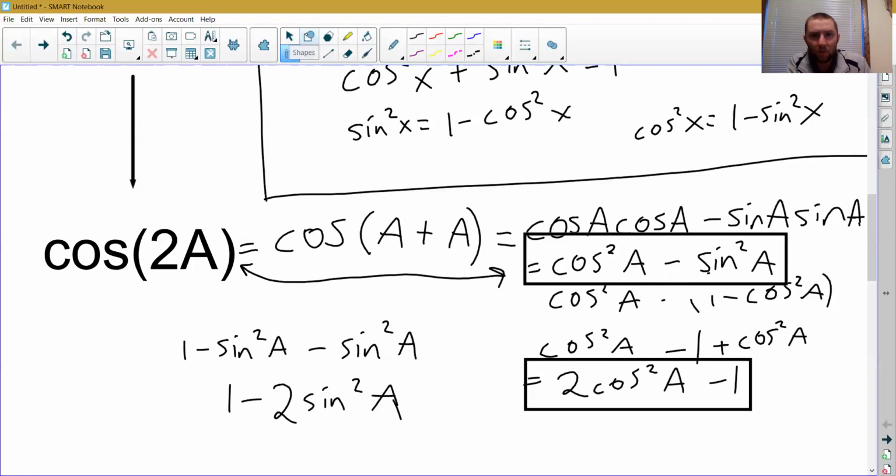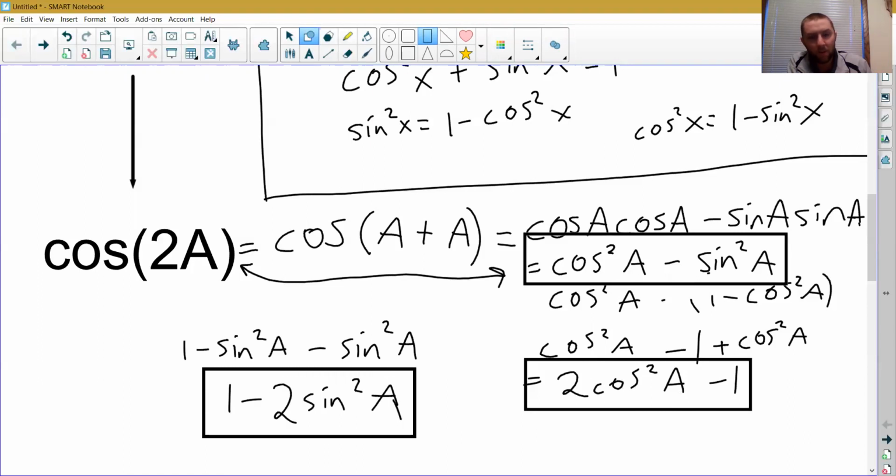Notice that this is sort of the backwards version of this one: 2 cosine squared minus 1, and then 1 minus 2 sine squared. And this is another perfectly good double angle formula for the cosine of 2A. So any of these 3 boxes, this one or this one or this one, they are all equal to cosine of 2A.